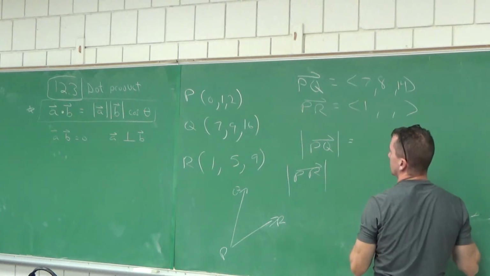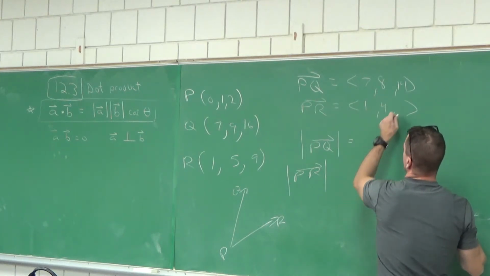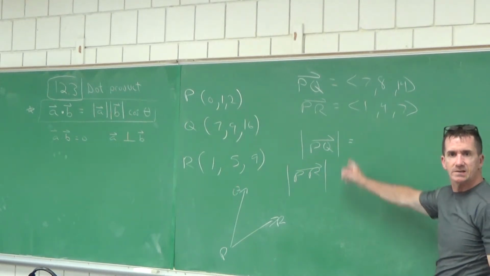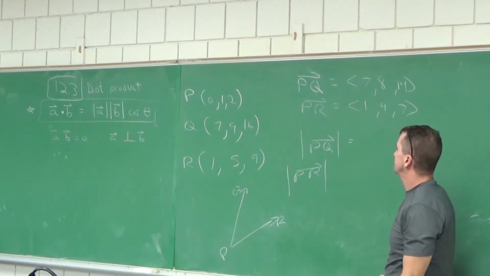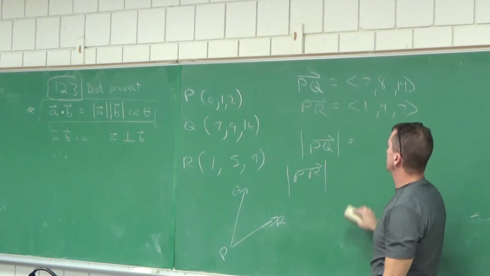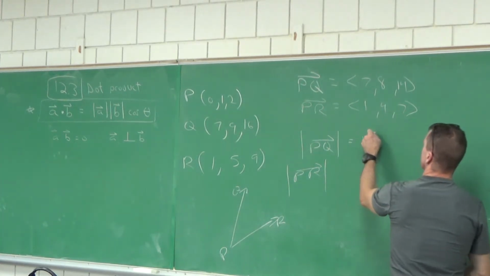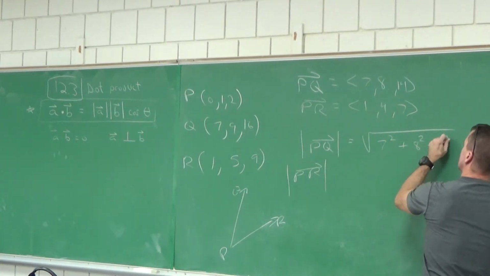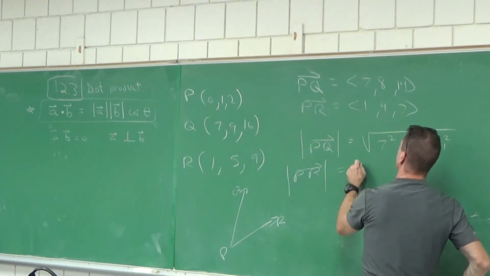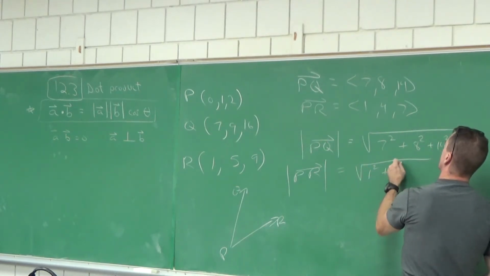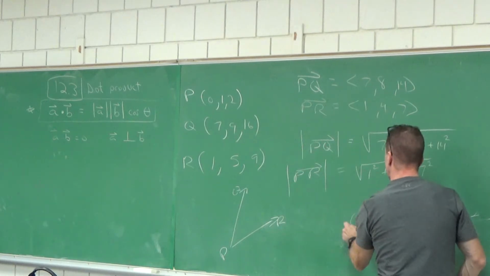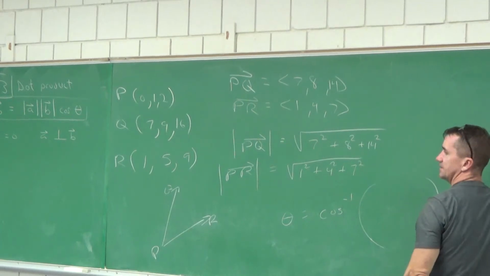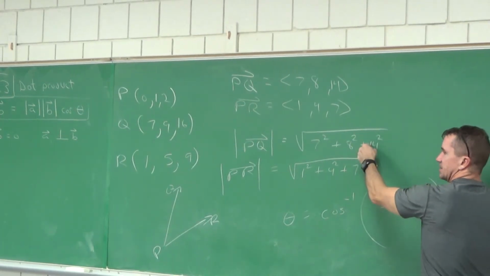1, 4, 7. Sorry, I made this up. We didn't get any negative values. Sometimes we can get the negatives, right? So there's those. Now what are these magnitudes? 7 squared plus 8 squared plus 14 squared. What's the magnitude of PR? 1 squared plus 4 squared plus 7 squared. But I'm still going to find this angle to be inverse cosine of the dot product of the two vectors over the magnitude of that times the magnitude of that.